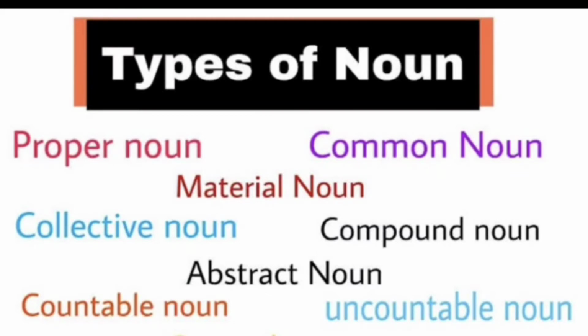Students, now the topic of today's kinds of noun has been completed, and now I am going to give you some sentences, and you have to find out different kinds of nouns from these sentences. But before solving the sentences, we are just revising all kinds of nouns which we have read today. Proper noun, common noun, material noun, collective noun, compound noun, abstract noun, countable noun, and uncountable noun.